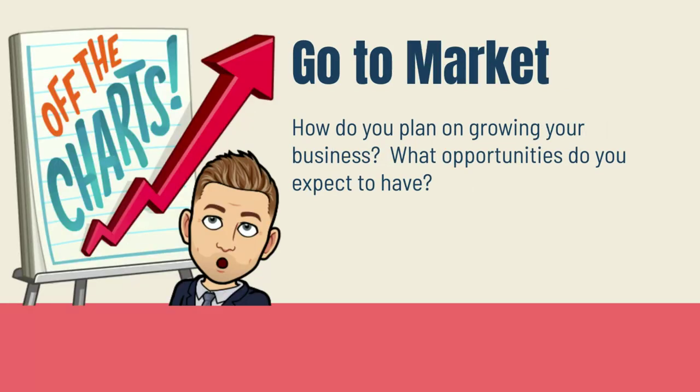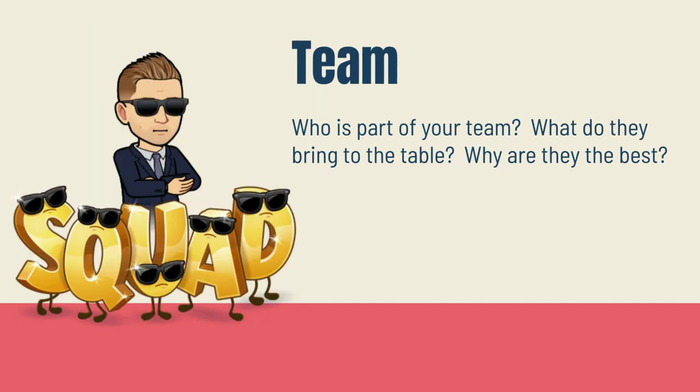And then your go-to market. How do you plan on growing your business? Remember your SWOT analysis. These are your opportunities. What opportunities do you expect to have? So maybe you say, right now we have orders online, but we plan on getting to Dick's Sporting Goods, or we plan on getting into Walmart or Target or big companies like that. Or we have all the big tech guys calling us saying, we need your app. So what is your go-to market? How do you plan on growing the business? And what do you expect in the future?